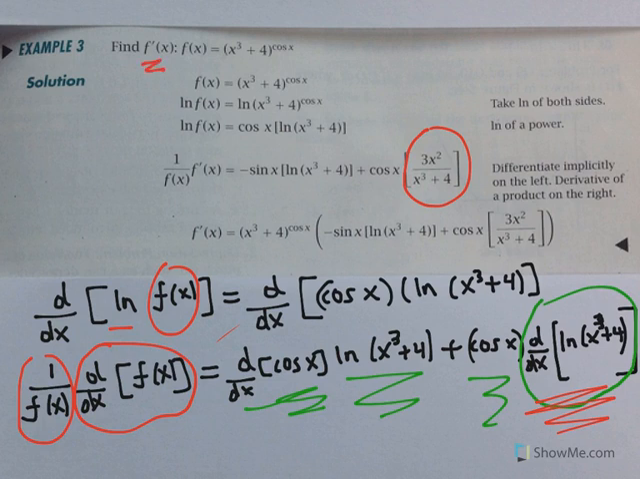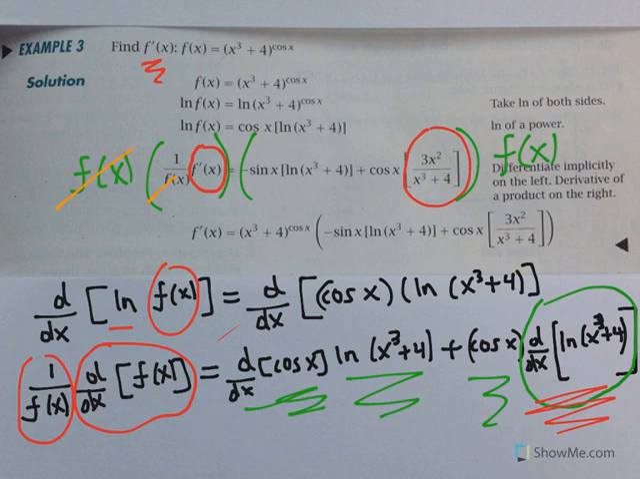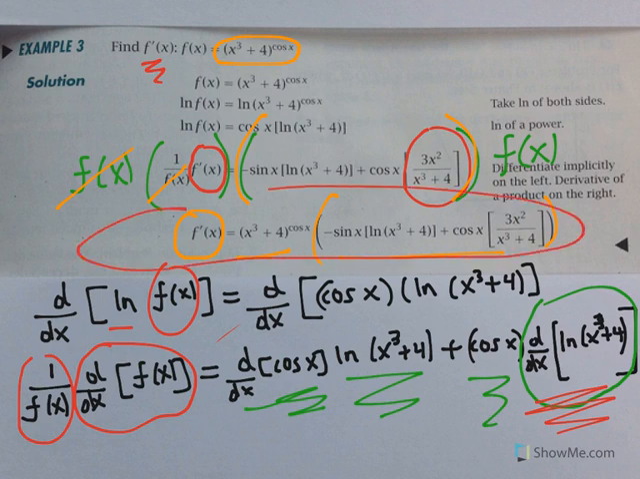Now we're ready to solve for what we want, which is f prime of x. All we have to do is isolate f prime of x in this equation by multiplying both sides of our equation by f of x. When we do that on the left side, f of x will cancel with f of x, and we're isolating the derivative. On the right side, we'll have what we had from the previous line, multiplied by f of x. But of course, f of x is x cubed plus 4 raised to the cosine x power. And there's our final answer right here.